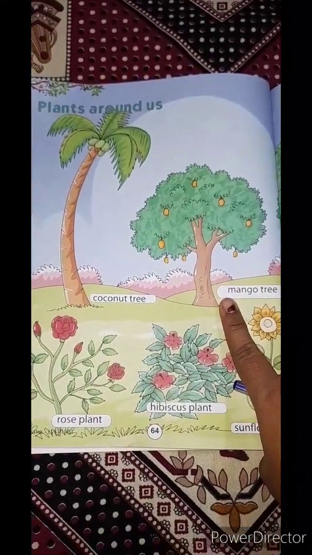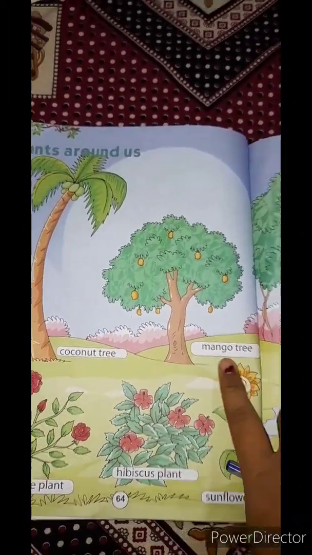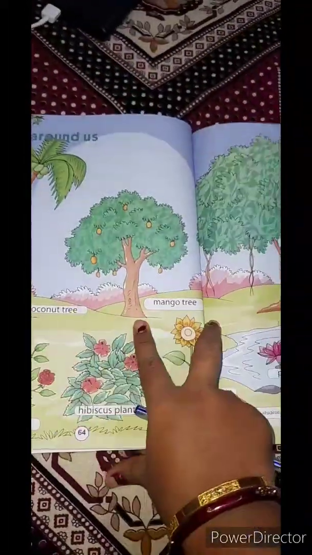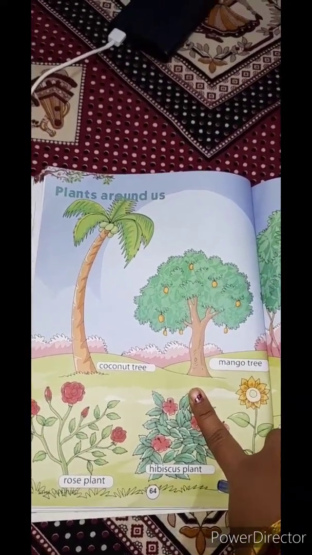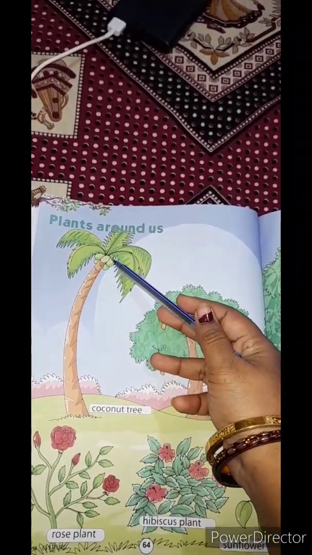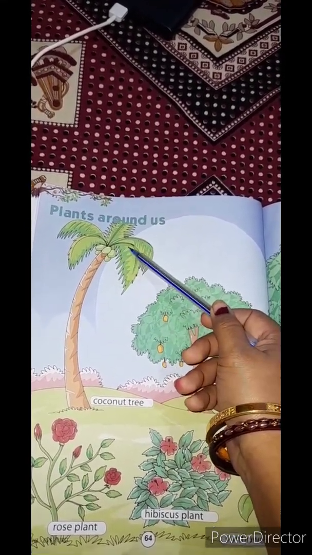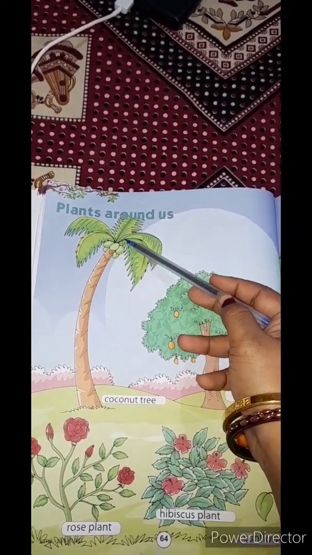Page 64. Plants around us. We see different types of plants that are around us. So let's learn the names of the plants. Every plant has its name. Okay, so this tree is called a coconut tree. What do we get from this tree? We get coconuts. So this is called a coconut tree.